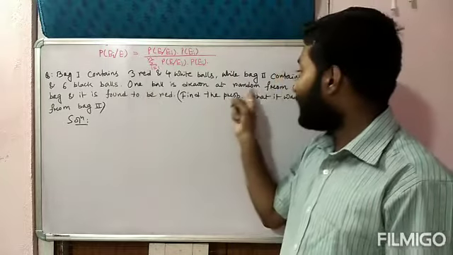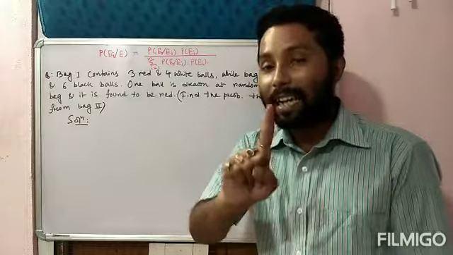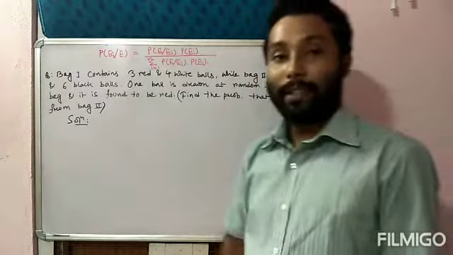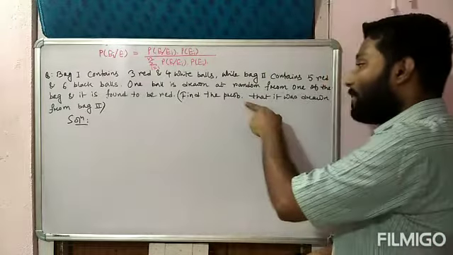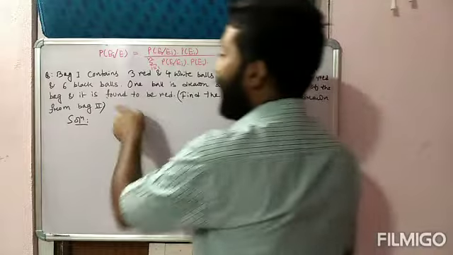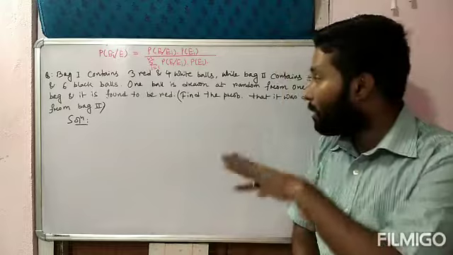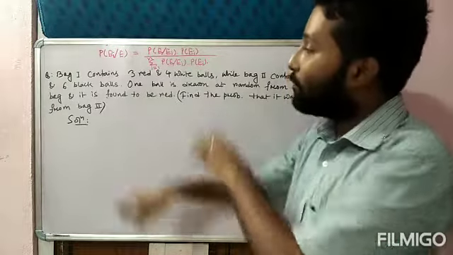One of the balls is drawn at random from one of the bags. एक बॉल सिलेक्ट करना है एक बैग से, and it is found to be red. बॉल का कलर होना चाहिए रेड. Find the probability that it was drawn from bag 2. So you have to find the probability that the ball which is red in color is selected from bag 2.